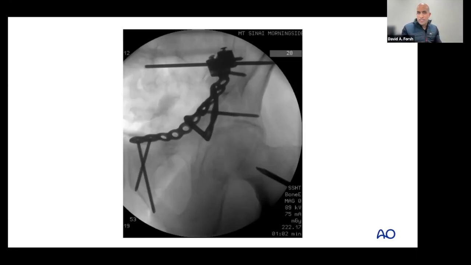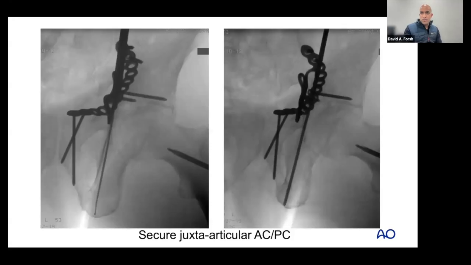So I really try and localize that as best I can, and really get those screws subchondral and juxta-articular. The next step is really just locking that door down and securing the anterior and posterior column. This is a screw that I use with almost every acetabular fracture that I do, that drop down screw that's going juxta-articular adjacent to the cotyloid fossa and down into the posterior column.